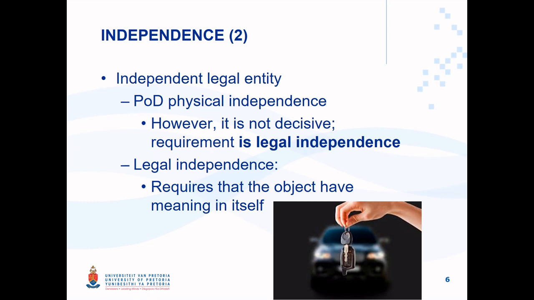It can be a house. It can be a safe. So if you have a key, it goes with another object, either a house, car, or safe, just to name a few. Therefore, physical independence is not decisive for juridical independence. We must also ask whether the object has meaning in itself to have legal independence.